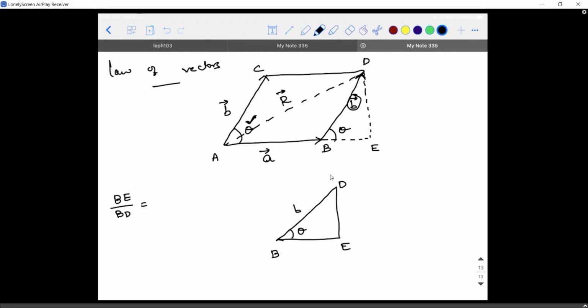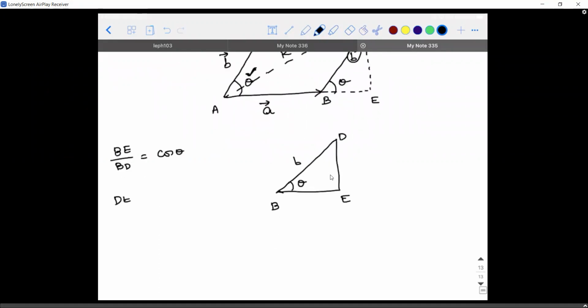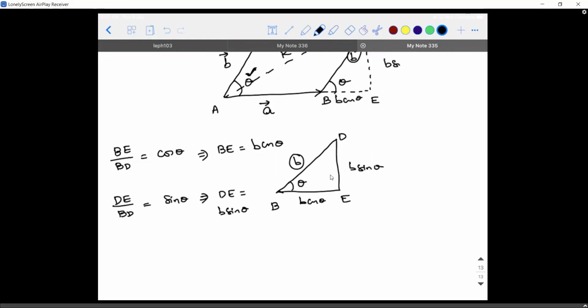Cos theta is adjacent divided by hypotenuse. Similarly, DE divided by BD is going to give you sin theta. Then BE, can I write it as BD cos theta? But BD is nothing but B. Can I write it as B cos theta? Similarly, can I write DE is equal to B sin theta? So this is B cos theta and B sin theta.